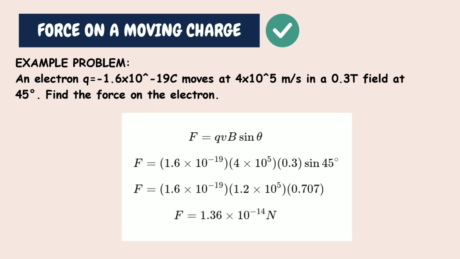So by finding the force on the electron, by substituting these values, we get the answer F equals 1.36 times 10 raised to the power of negative 14 N.